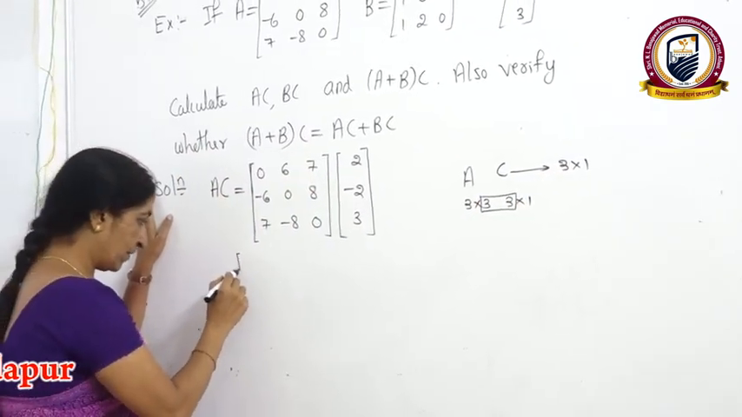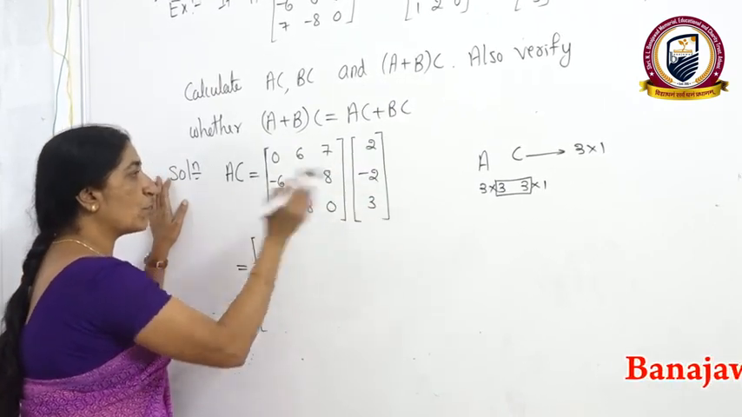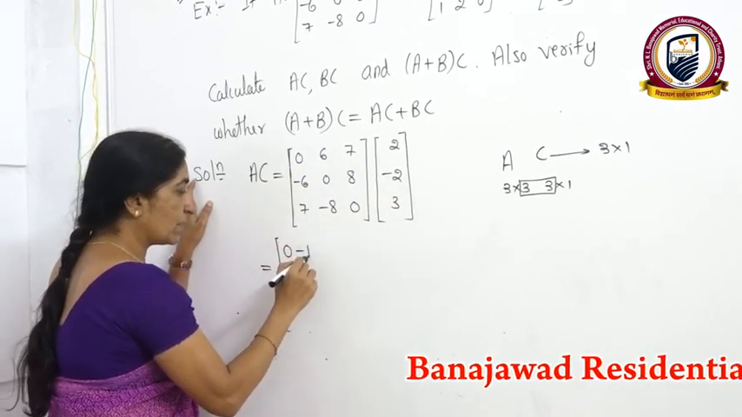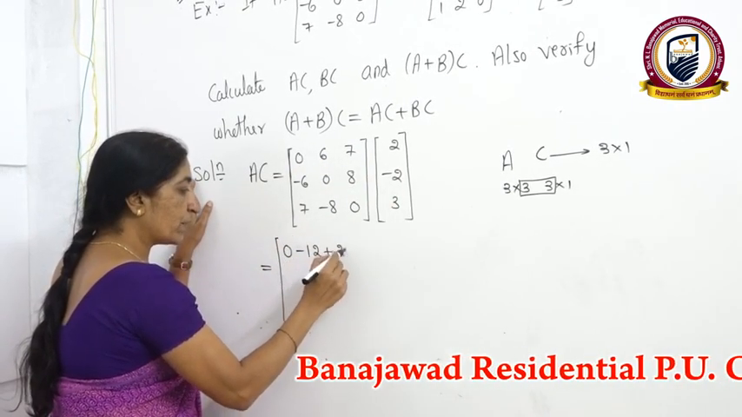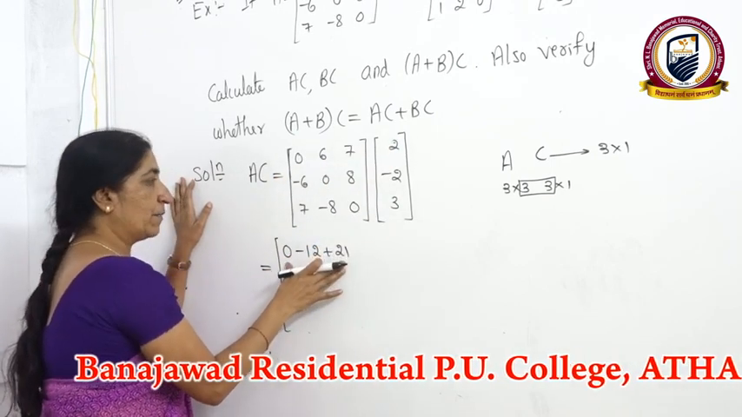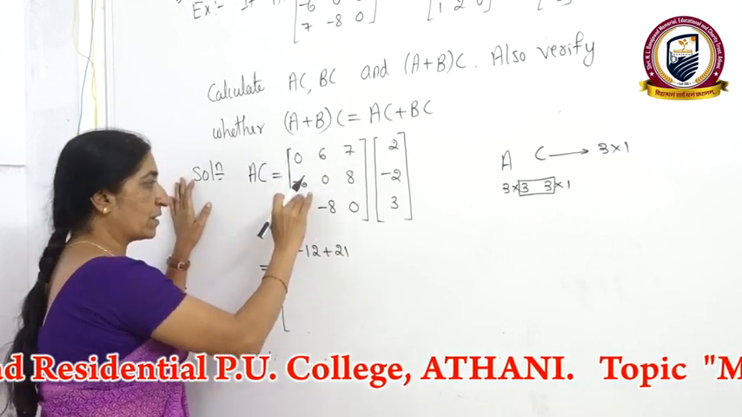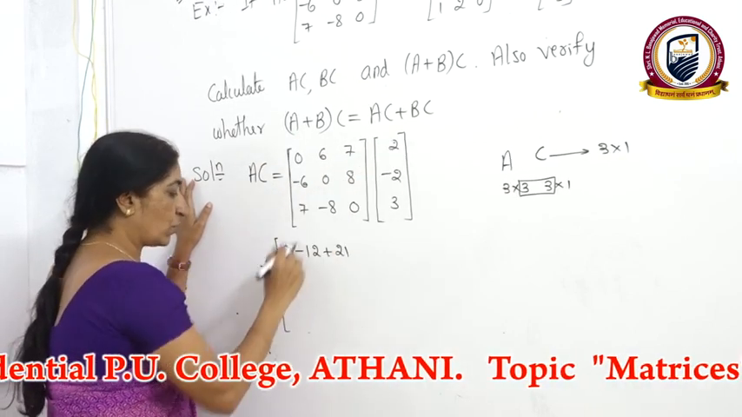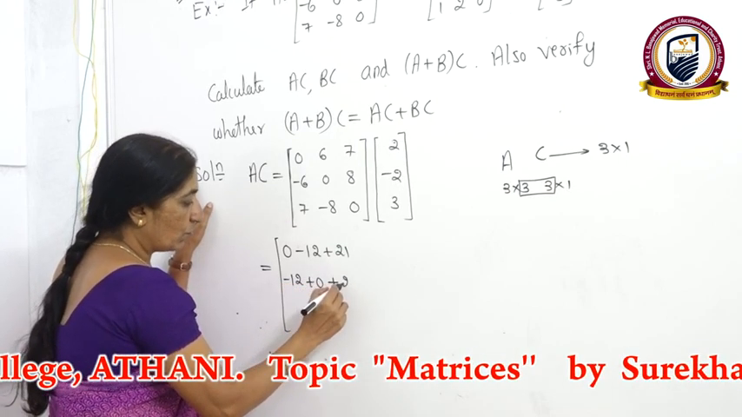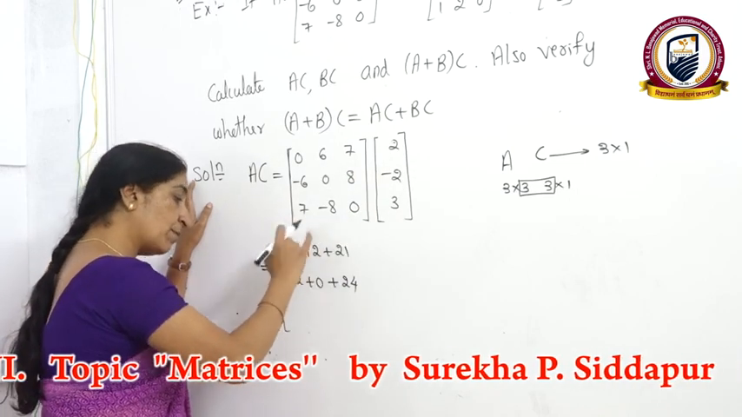Now multiply. First row with first column. In that, corresponding elements: 0 into 2, 0. Next element is minus 12 plus 21. Coming to the one row, one column, only one element comes. Then we are moving to the second row. Second row comes at second place. So it is second row with first column. Minus 12 plus 0 plus 24. Then the third row comes in the third row place.